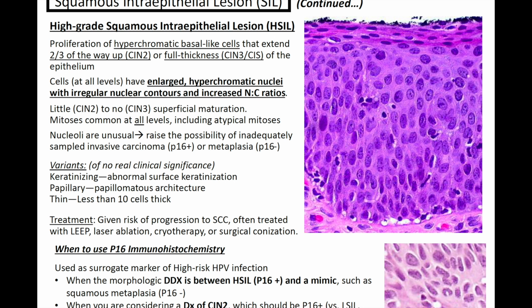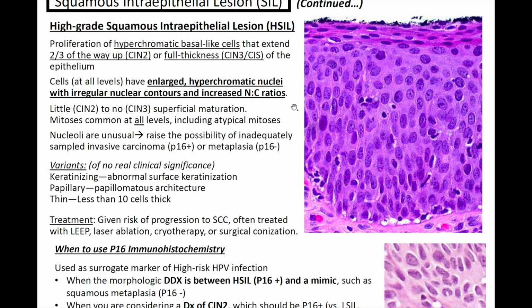So continuing with our discussion of squamous intraepithelial lesion, we have HSIL, or high-grade squamous intraepithelial lesion. So this is a proliferation of hyperchromatic basal-like cells that extends 2/3 of the way up, CIN2, or full thickness, CIN3 or CIS, of the epithelium. Cells at all levels have enlarged hyperchromatic nuclei with irregular nuclear contours and increased N:C ratios. And you can see this full thickness dysplasia, very high nuclear to cytoplasmic ratio dysplastic cells, all the way through full thickness in the epithelium.